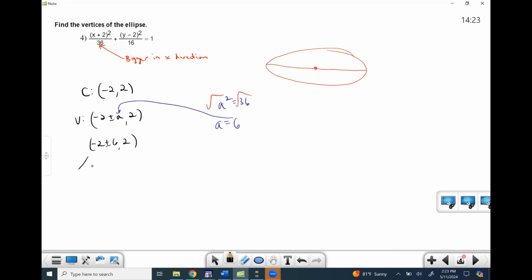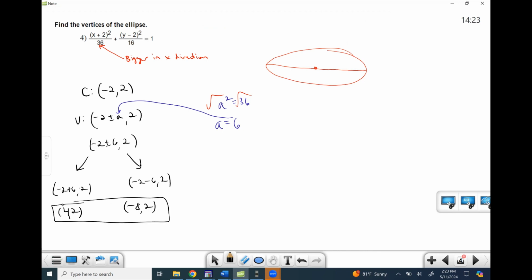I'll probably do 2 cases just so everybody can really be clear on this. The first case is going to be -2 plus 6, comma 2. And the second case is going to be -2 minus 6, comma 2. So that's going to give us 4, comma 2 and -8, comma 2 for our vertices. No need to graph it. We could if we wanted to, but this will get the job done.